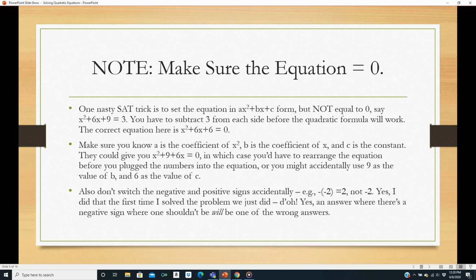So one way you get negative 1, the other way you get 1. If there's a negative sign where 1 shouldn't be, or vice versa, where it's positive when it should be negative, that will be one of the wrong answers because they know it's a really easy mistake to make. Is that really fair when you basically understand it? I don't know, but that's the way it works.